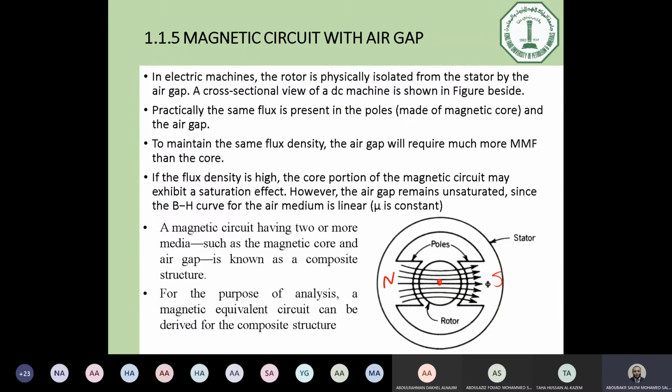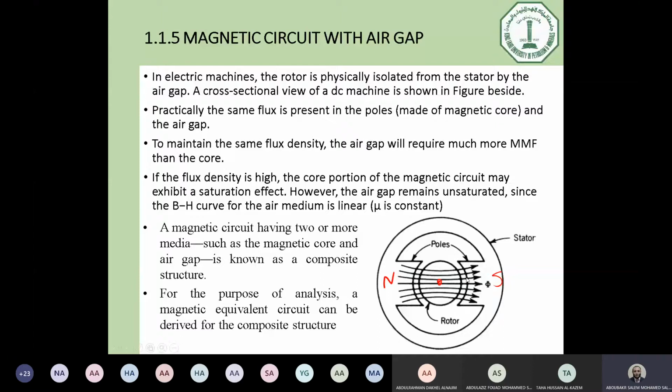We can see here that in an electric machine, the rotor is physically isolated from the stator by means of an air gap, as we discussed, and a cross-sectional view is shown here. Practically, the same flux is present in the poles made by magnetic cores and the air gap. We discussed that the flux is moving from core to air gap and then to rotor, and continues and returns back to the stator core in order to return to the same pole again. If the flux density is high, the core portion of the magnetic circuit may exhibit a saturation effect.